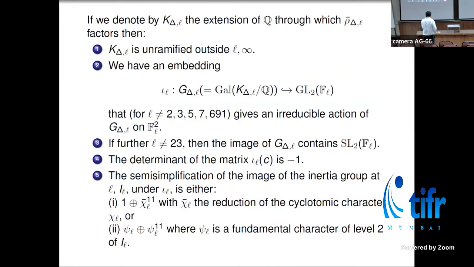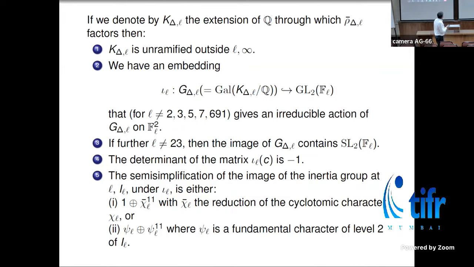Now this was the forward direction where you go from a modular form to a Galois representation. Serre's conjecture is the statement in the opposite direction, so it's kind of a reciprocity statement, though Serre doesn't like it to be called reciprocity. But anyway, if we denote by K_{Delta,L} the extension of Q through which rho bar Delta,L factors, then this extension has the following properties. So now we are looking at the Delta function, we are looking at its mod L representation coming via some fancy construction of Deligne. Of course, mod L the construction is easier because somehow you can also realize these representations as coming from abelian varieties. And the extension cut out by rho bar Delta,L has the following properties.